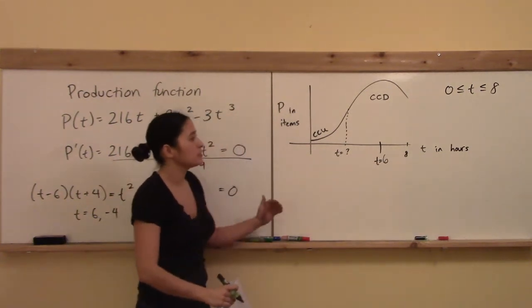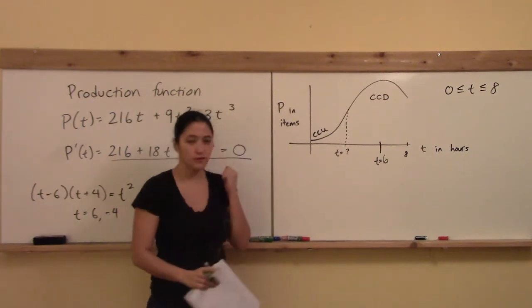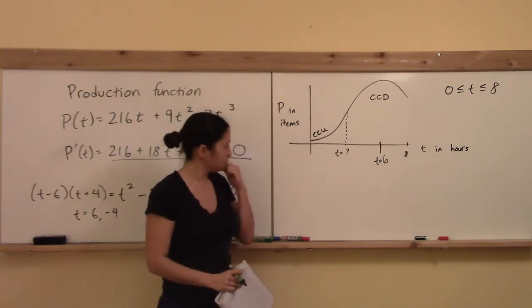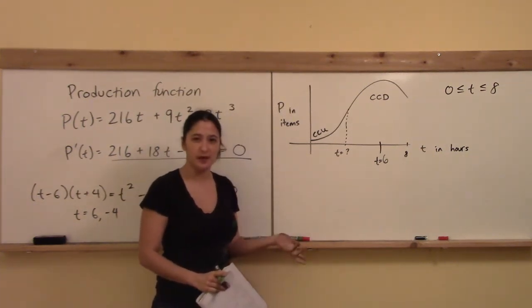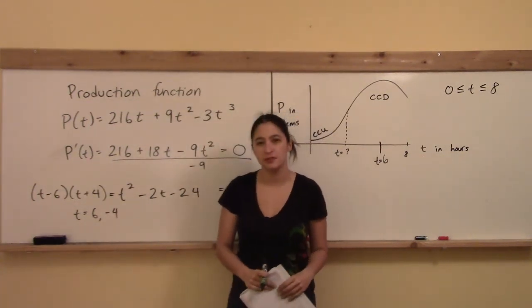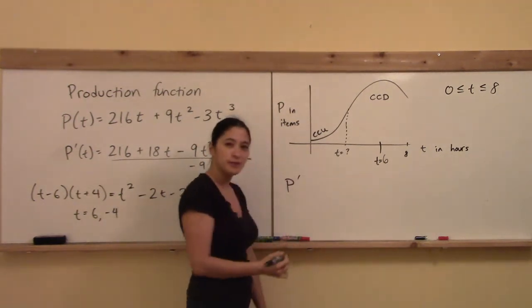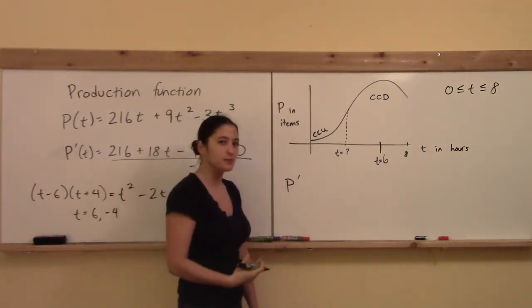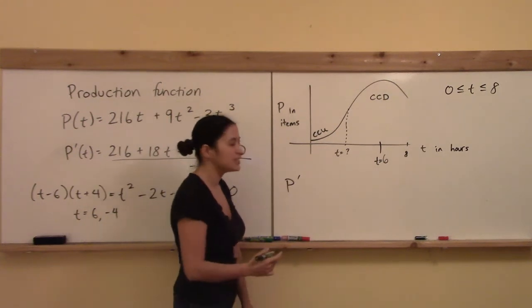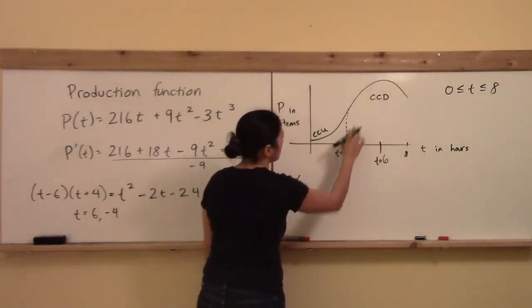It's going to be the place where the marginal quantity is maximized. The derivative quantity, p prime. What is p prime exactly? If p is the number of items that have been produced and t is time in hours, let's try to interpret p prime, and that way once we put a little meaning to it, we will really appreciate locating the place at which it's maximized, the point of diminishing returns.